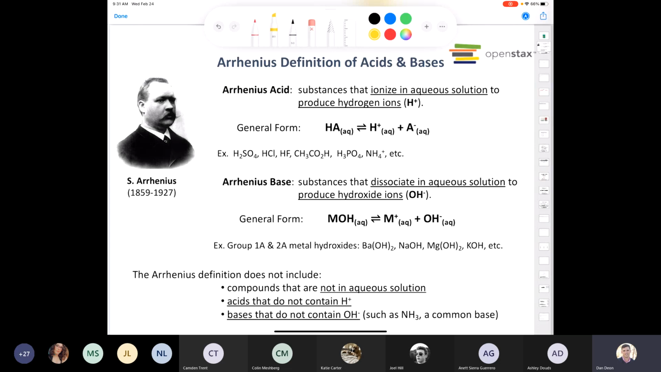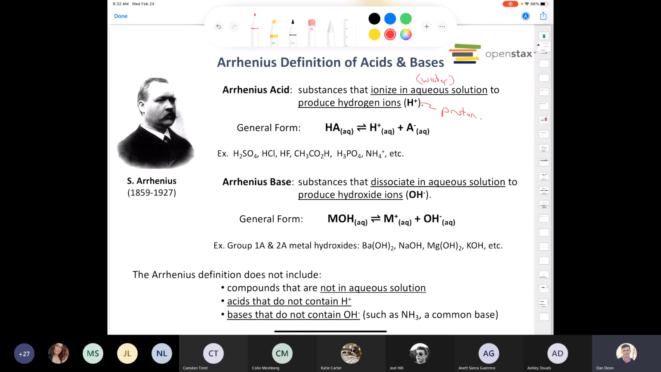So an Arrhenius acid is a substance that when you put it into an aqueous solution, so when you put it in water, it's going to produce hydrogen ions, right? It's going to make H+, okay? Hydrogen ions, we call those protons, because a hydrogen atom consists of 1 proton and 1 electron. So if it loses an electron, all you're left over with is the nucleus, which is just a proton. So that's why we call H+ a proton.